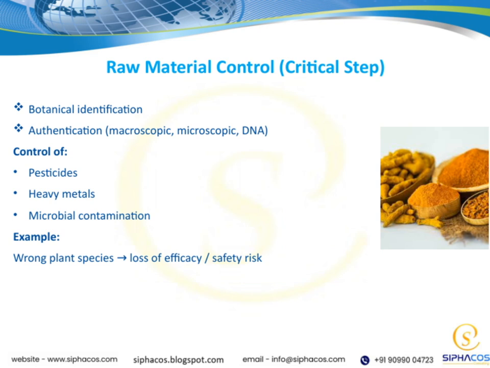Next, we have control measures for contaminants. Pesticides are a major concern, so we carefully monitor and control pesticide residues to ensure safety and compliance. Heavy metals are also closely regulated because they can be toxic, and microbial contamination must be checked to prevent any health risks. For example, if we accidentally use the wrong plant species, it can lead to a loss of efficacy, meaning the product won't work as intended or even pose safety risks. So, thorough identification and control at this stage are vital for ensuring the quality, safety, and effectiveness of the final product.